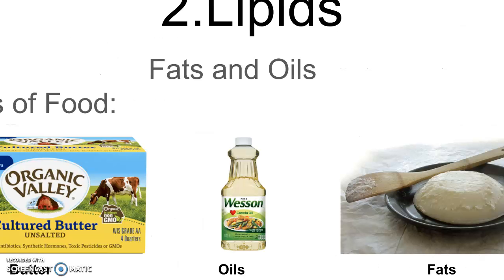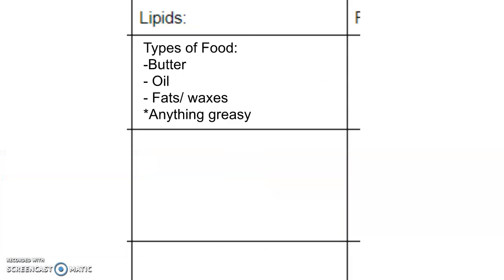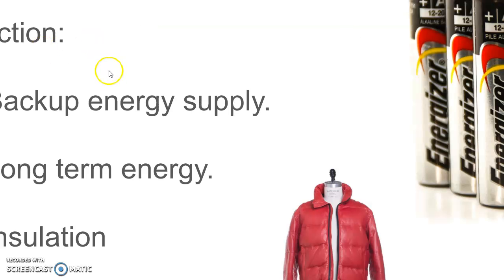Lipids is going to be your fats and your oils. Some different types of food is going to be butter, oil, and fat. So types of food: butter, oil, fats, waxes also, anything greasy. So lipids is going to be your backup energy supply. So think of like a battery. You store it for a long period of time. It's your long-term energy, and it's also used for insulation.